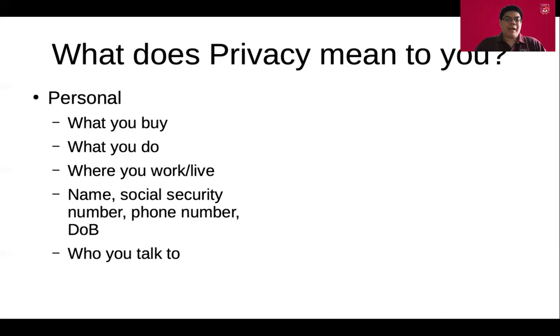Also the things you buy. If you like buying clothes, or maybe you like buying sports equipment, then you're probably an athlete, or you like playing sports. So what you do, whether you're teaching, or giving a talk, like now I'm giving a recorded talk online. Also who you talk to as well, who your family members might be, who your friends might be, where they are, and all of that. Right, so that's personal privacy.